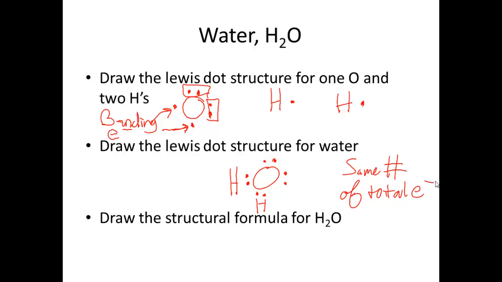The structural formula for H2O is, instead of 2 dots as a bond, we draw a line. So we have oxygen bonded to hydrogen, and each bond represents 2 electrons. And you still have your non-bonding electron pairs. Those are still there, they're just not bonding, and they'll be relevant later. All right? Moving on.